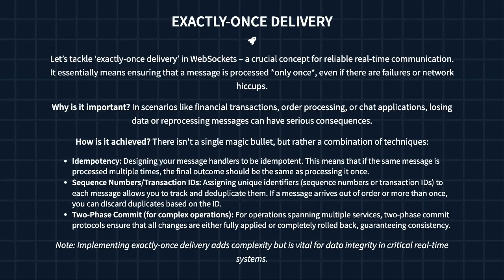Okay, let's talk about exactly once delivery. Think of it like making sure every single message gets processed only once, even if things go a little sideways, like network glitches or server crashes. It's super important because you don't want to accidentally process the same order twice or lose critical data. We achieve this by building our message handlers to be idempotent, meaning they can handle the same message repeatedly without changing anything. We also use unique identifiers for each message, like sequence numbers, so we can spot and discard any duplicates. And for more complex operations that involve several steps, we might use something called a two-phase commit protocol to ensure everything either succeeds completely or gets rolled back entirely. It adds some complexity, but it's essential for building reliable real-time applications.